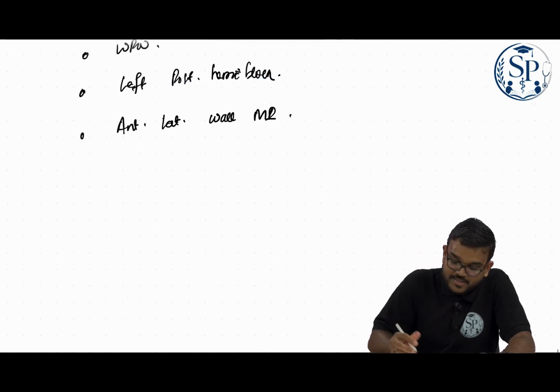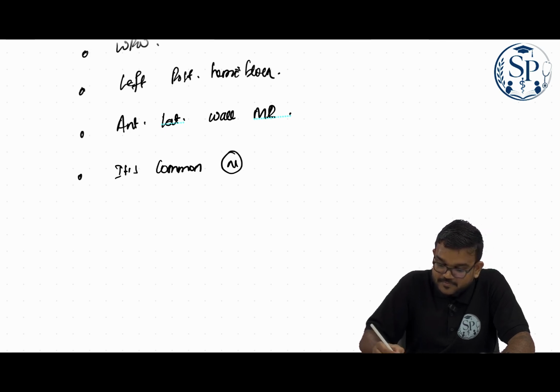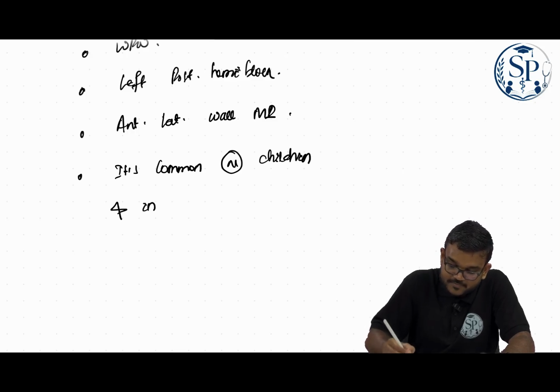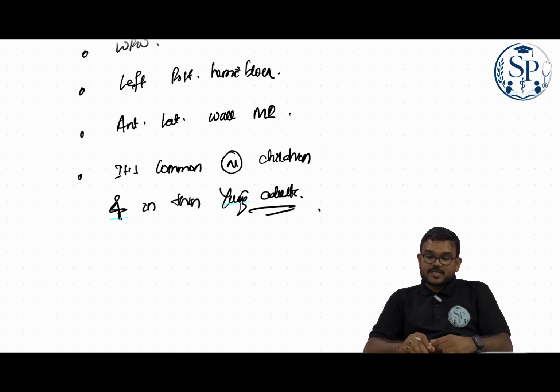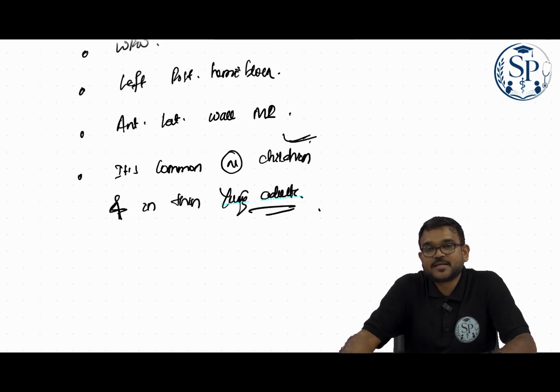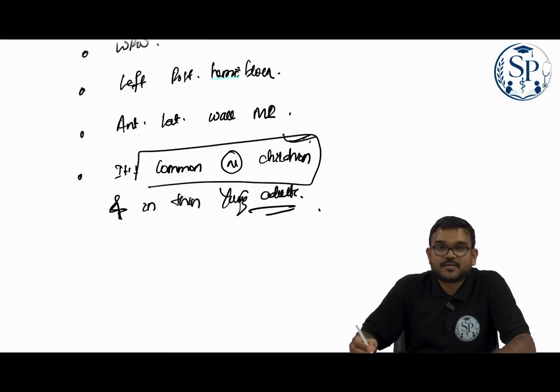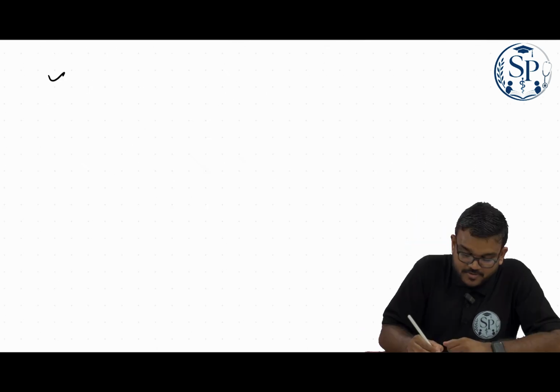Then the most important: right axis deviation is common in children, or it is normal or physiological in children and in thin young adults. Okay, so in thin young adults and in children, right axis deviation is normally a normal finding. I have already explained in an earlier video why right axis deviation is seen in children.